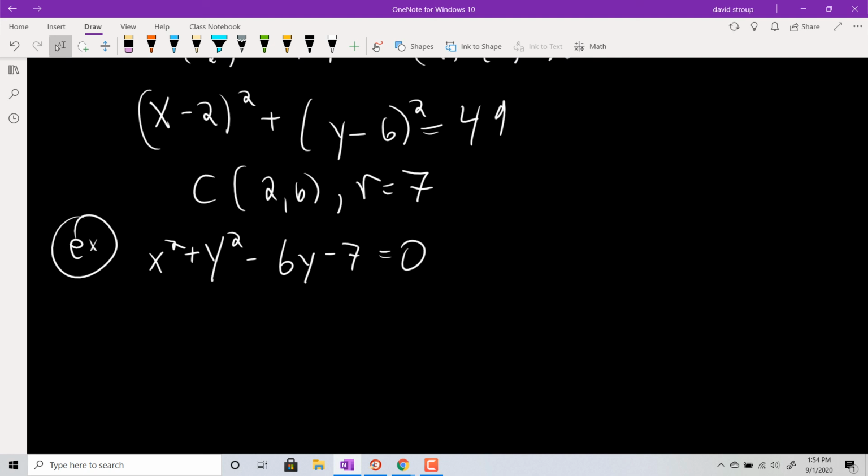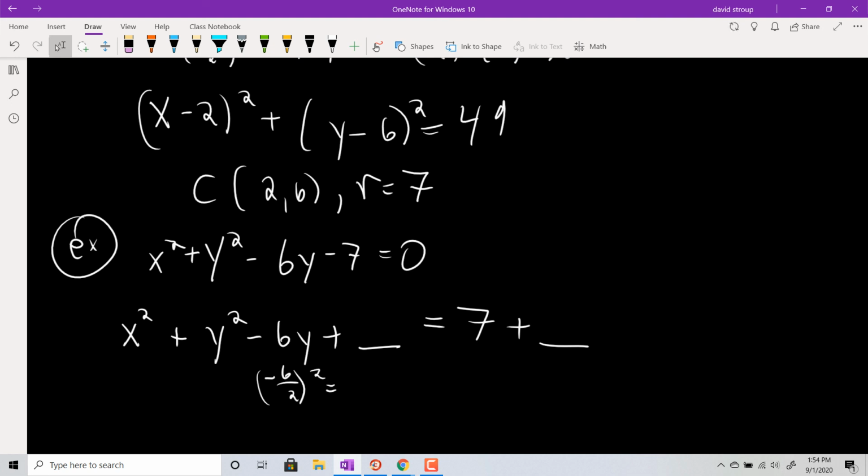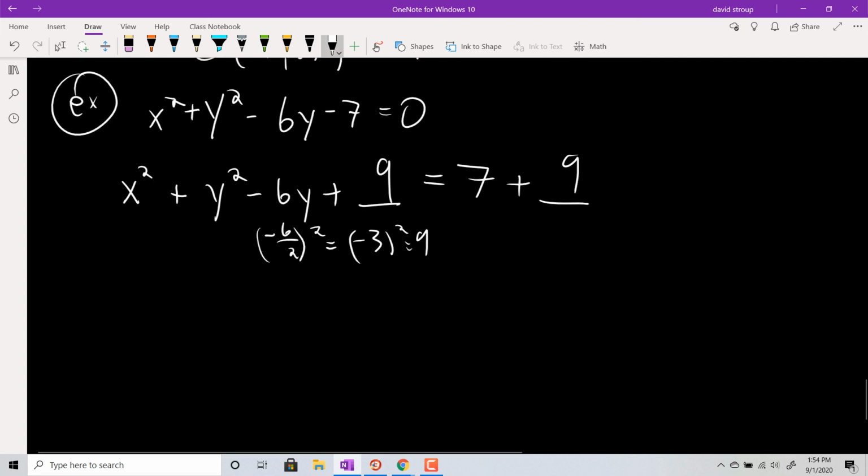Okay. So again, I'm going to get the x stuff. Well, there's only the x squared, and then I get the y stuff together, and then I have to complete the square on that y part, and then I move the 7 over, and I have to complete the square. You got to add stuff on both sides. So for the first one, negative 6 all over 2 squared is negative 3 squared, which is 9. Add it there, you got to add it here. Okay, and then factor it. So x squared just stays x squared, and then plus y minus 3 squared equals 16.